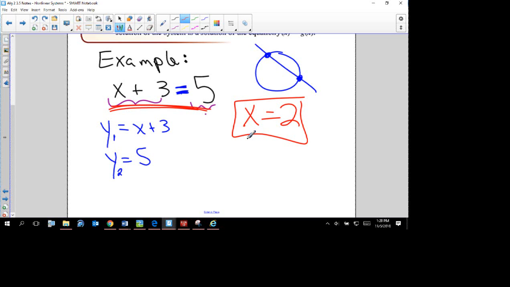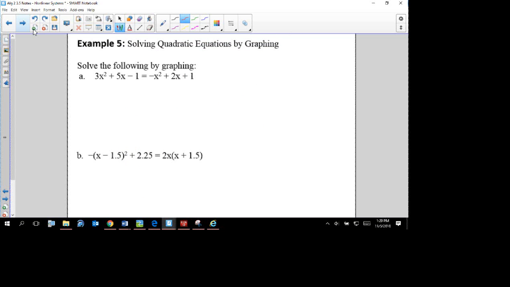How many variables are in the original question? Just x, which is why I put the y in myself. I did that to help me graph it, but I'm not really finding y. I'm just finding what x equals. So when you're putting the y values in and graphing the different sides, you're only finding what x equals.